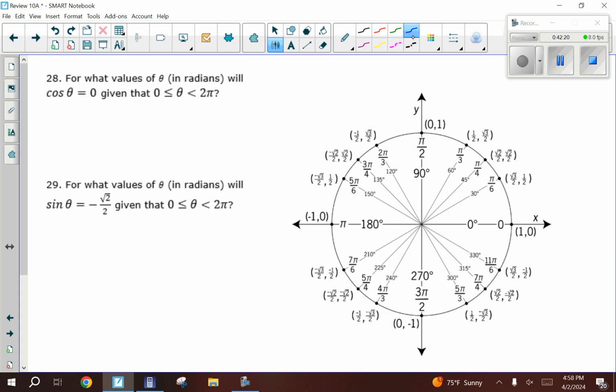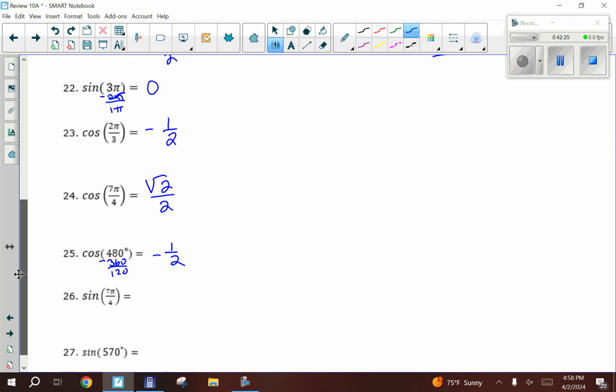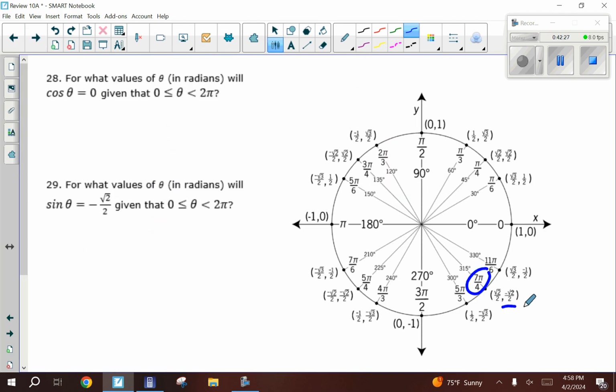7 pi fourths is right here. And I believe they wanted the sine. Sine is the second number, so it's negative radical 2 over 2.